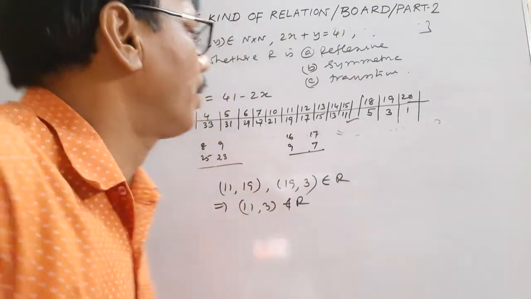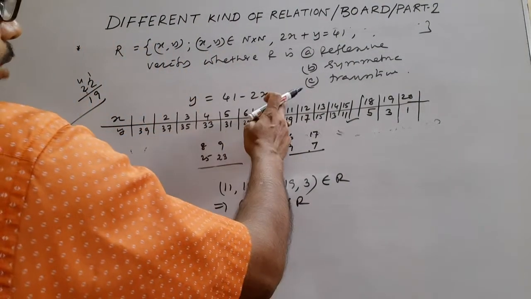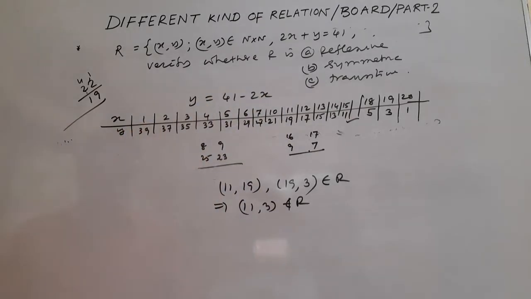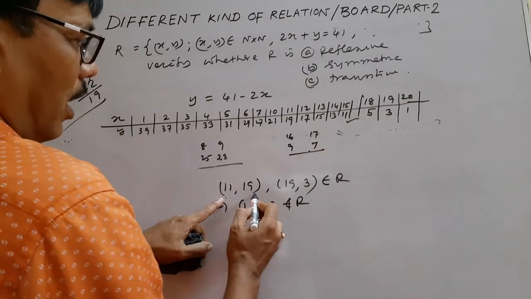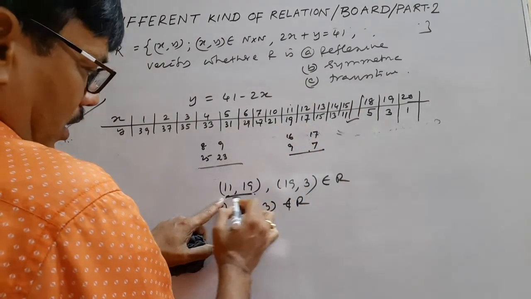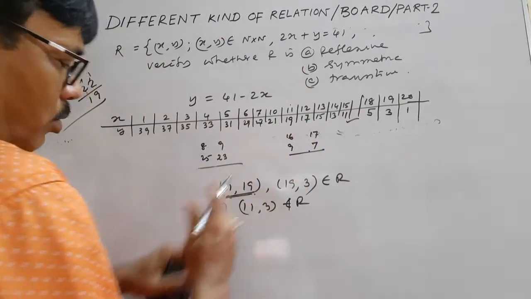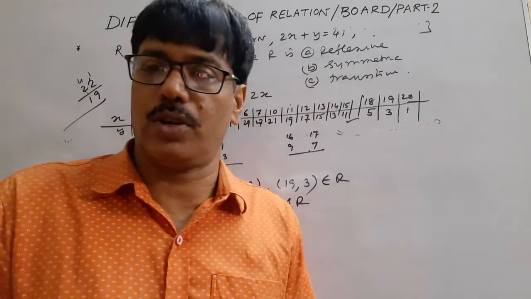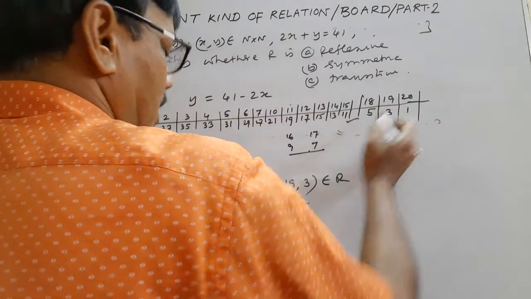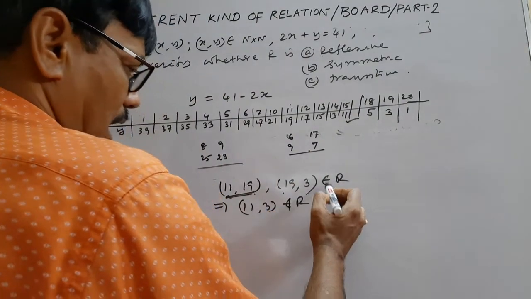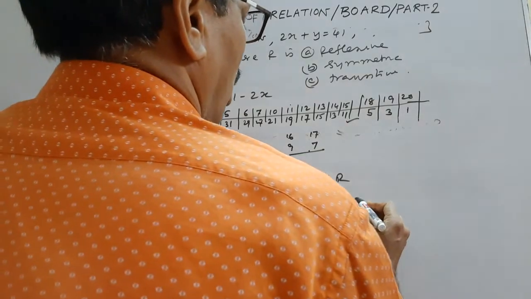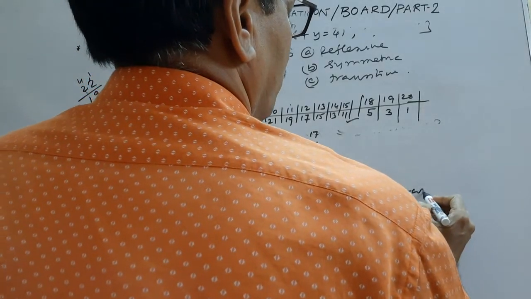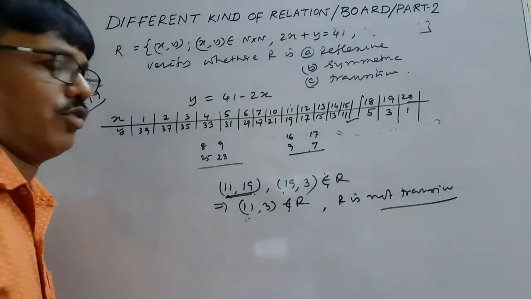Now listen, y equals 41 minus 2x. We are getting so many ordered pairs. Look, if we write the ordered pairs, 11, 19 is an ordered pair. And we want to take another ordered pair which starts with 19. So look, 19, 3 belongs to R. And if we combine it, we get 11, 3 does not belong to R. So R is not transitive.